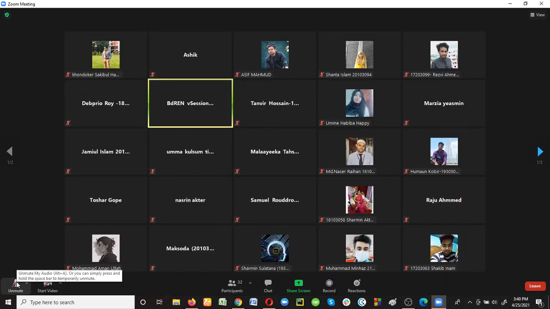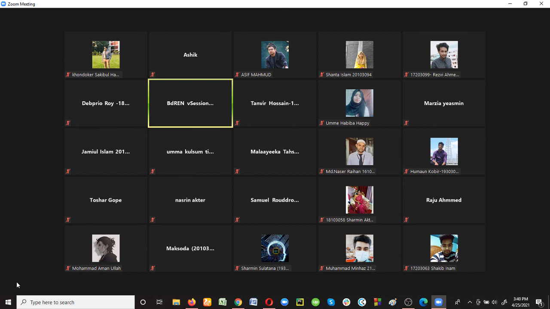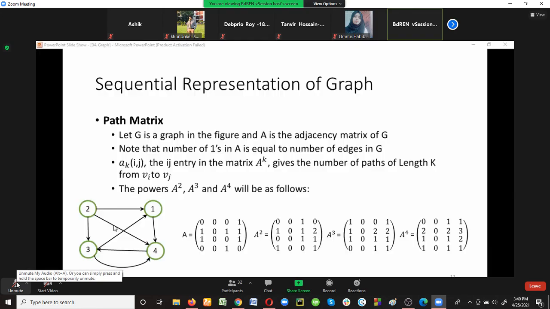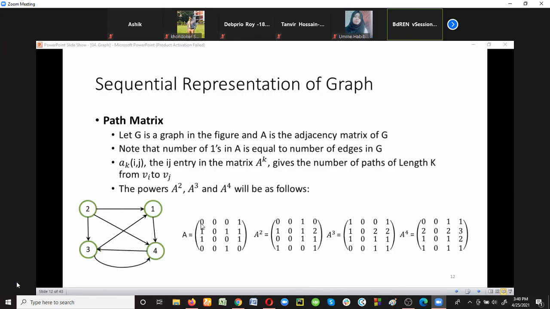So now look at this slide. This is our graph, and from this graph we got this adjacency matrix. This is the adjacency matrix. For calculating the path matrix, at first we have to find out A square, A3, A4. How can we get them? A squared is A dot A. We are taking the same matrices, so obviously the number of rows and columns will be the same. And what is the rule for multiplying one matrix with another one?